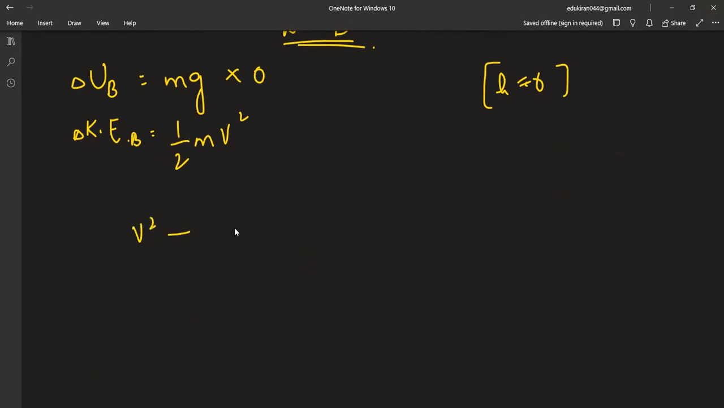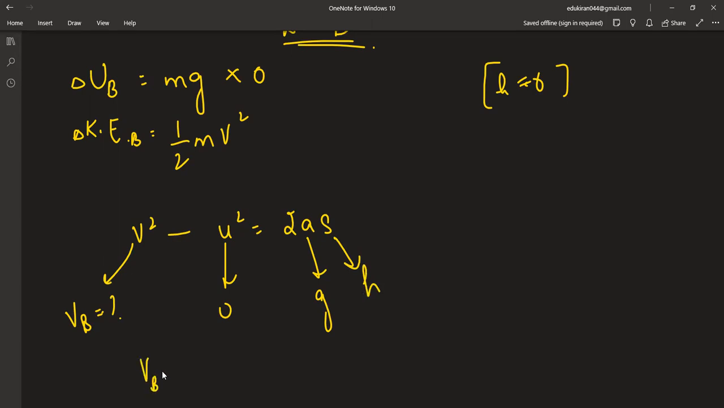So see, v square minus u square is equal to 2as. Now this velocity is unknown. This velocity has to be calculated. This is the velocity vB I'm talking about. Initially, it is at 0. Acceleration will be acceleration due to gravity because it is a free fall case. And what was the displacement? H height, it was given. So vB square is equal to 2gh, right?